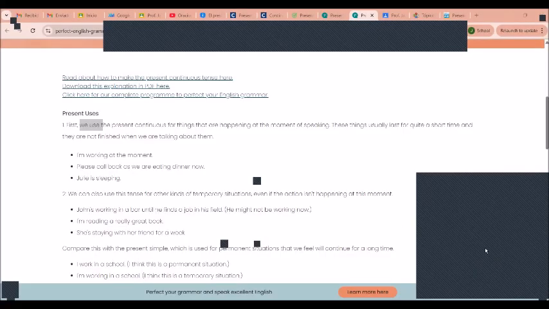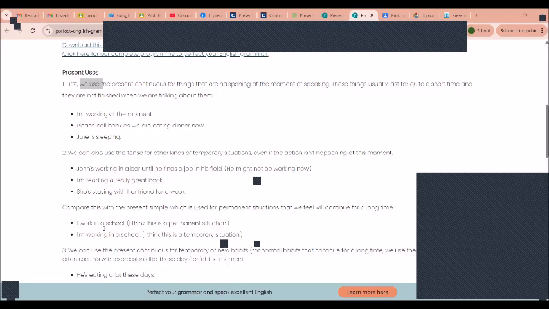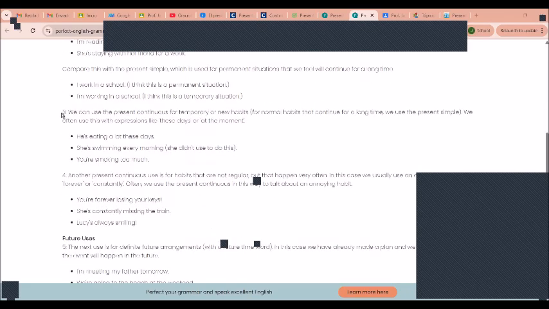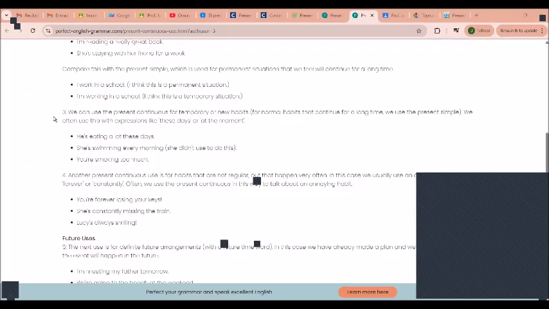All right. Let's continue with Carlos Francisco. Three, we can use the present continuous for temporary or new habits, or normal habits that continue for a long time. We use the present simple. We often use this with expressions like these days or at the moment. He's eating a lot these days. She's swimming every morning. She didn't used to do this. You're smoking too much. Good.